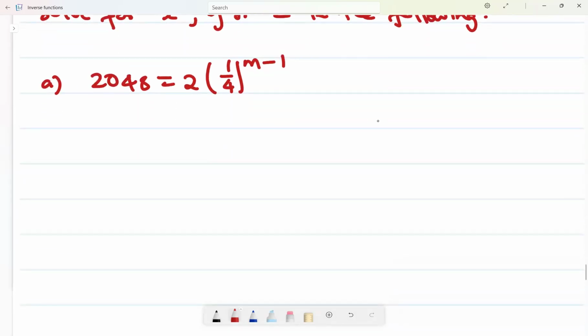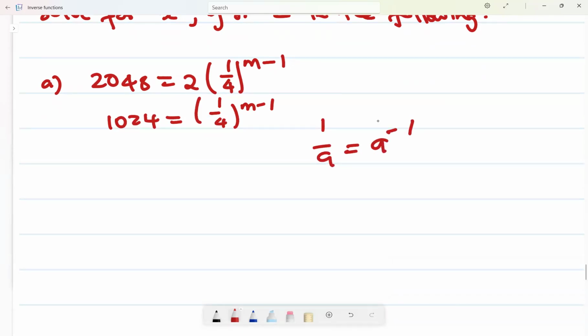So 2048, I'm trying to solve for m. What will I do? I'll divide first by 2. I get 1024, it is equal to 1 divided by 4 to the power of m minus 1. Remember, you can rewrite this. 1 divided by a is the same as a to the power of negative 1. So you can rewrite that as 1024 equals 4 to the power of negative 1, m minus 1, like that, right?